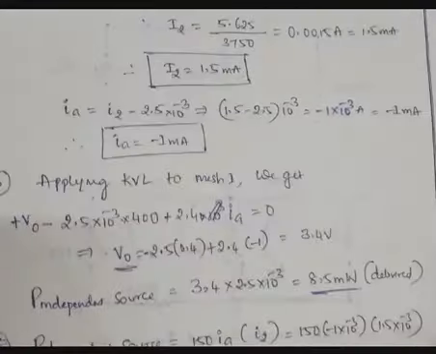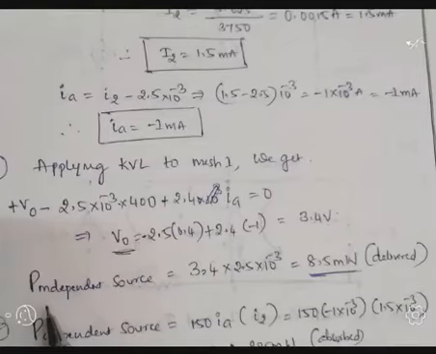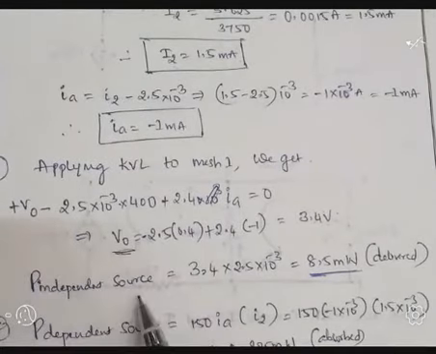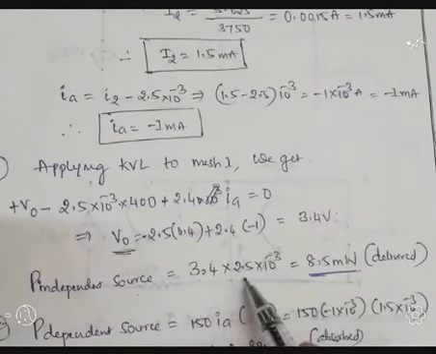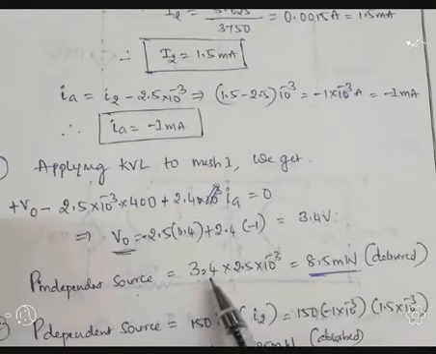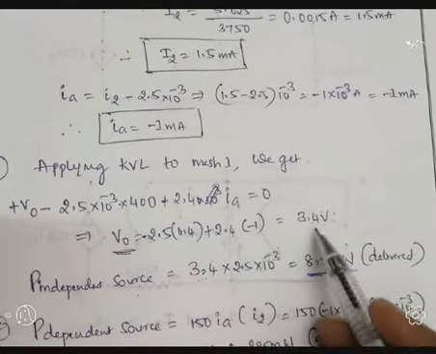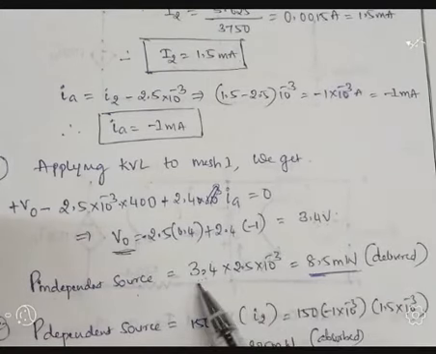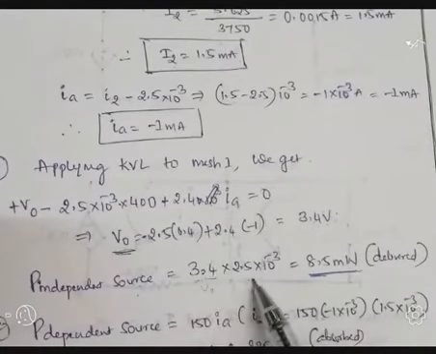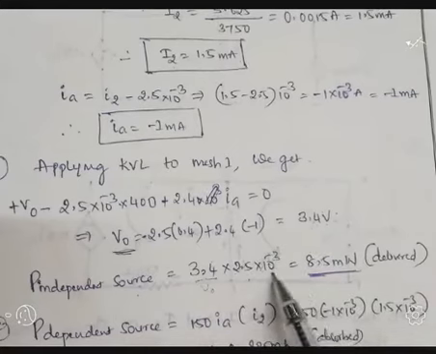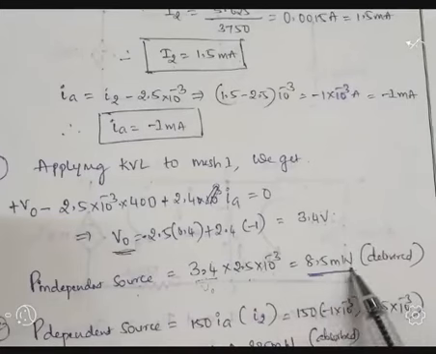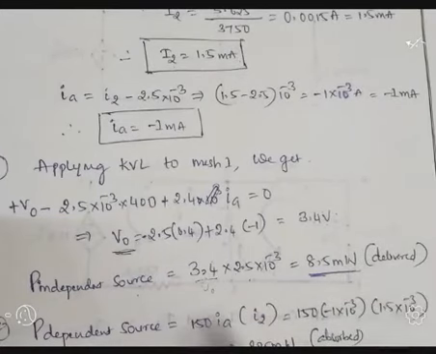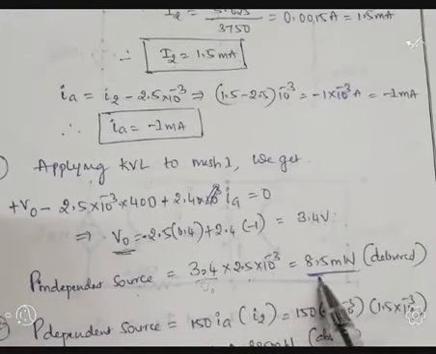Next step is the power delivered by the independent source, that is V naught multiplied by the independent current, 2.5 milliamperes. Voltage V naught is calculated, that is 3.4. This is V naught, this is the current. So V into I, 3.4 multiplied by 2.5 into 10 to the power minus 3. Do the simplification and we get the answer as 8.5 milliwatt. So the power delivered by the independent source is 8.5 milliwatt.